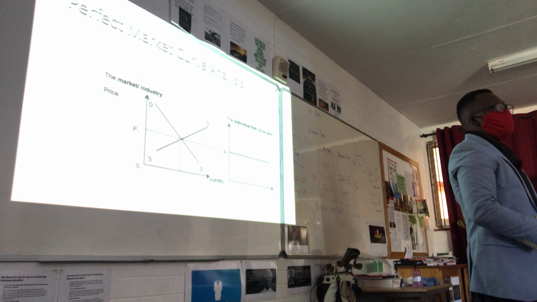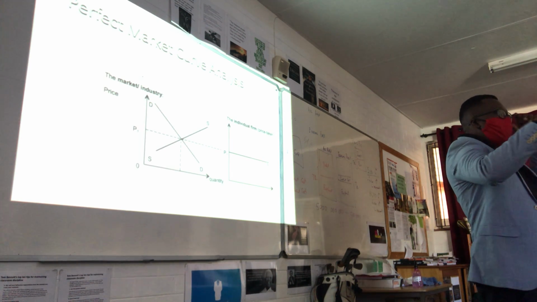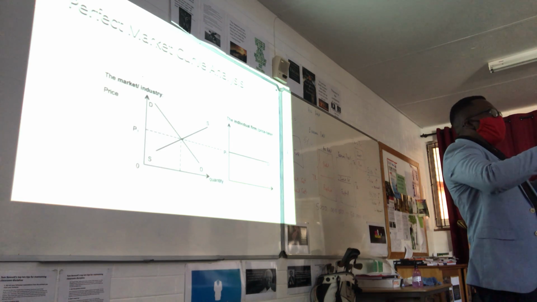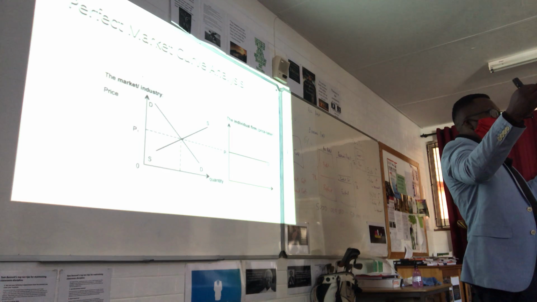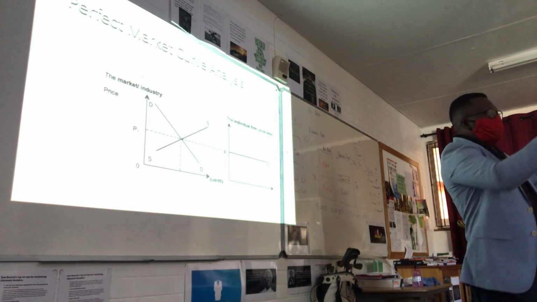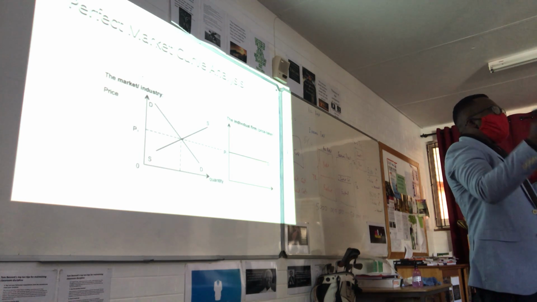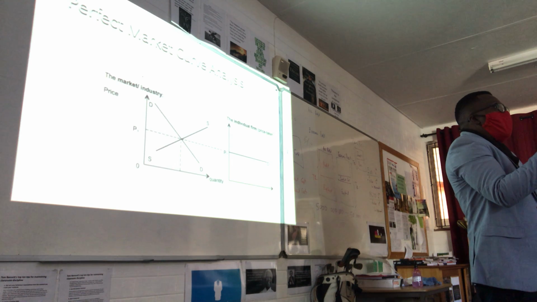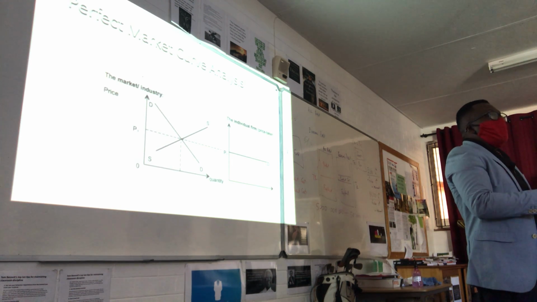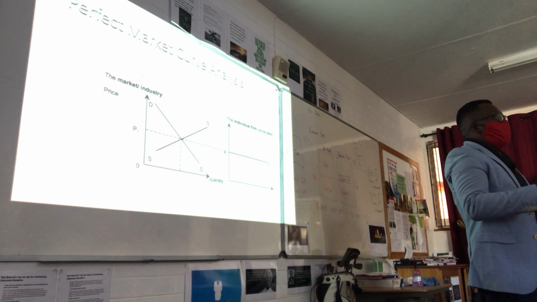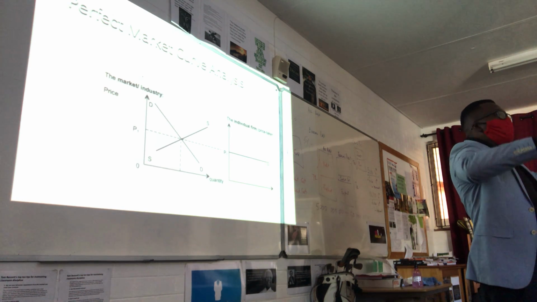Let me take the question first. What is LSM? LSM is Living Standards Measure. There are different LSMs, from LSM 1 to LSM 10. LSM 10, as I've said, are people like Johns and Chetty. LSM 5 will be your middle class, and LSM 1 will be your lower class. It's a living standards measure that was done years ago.